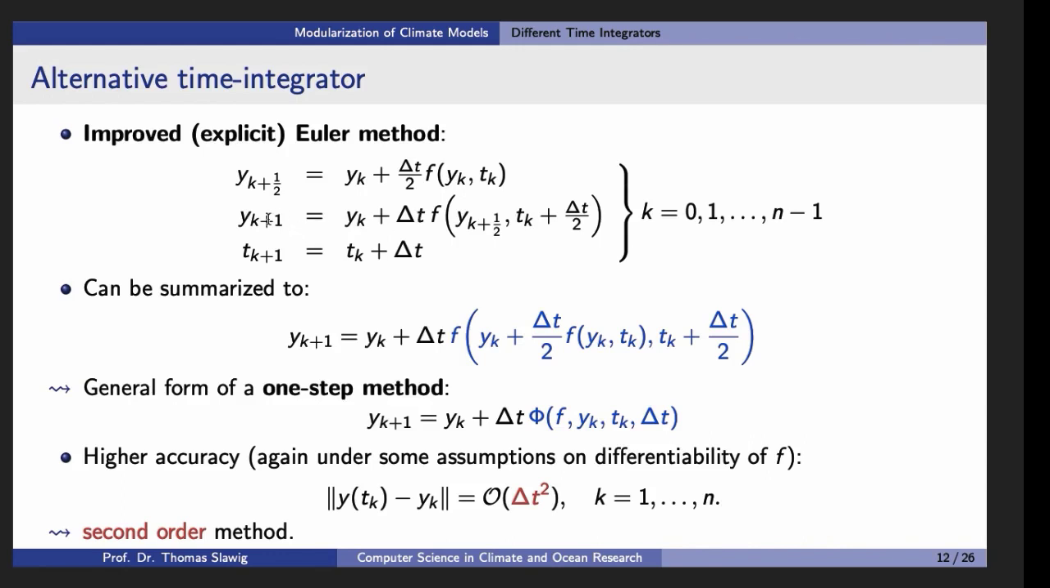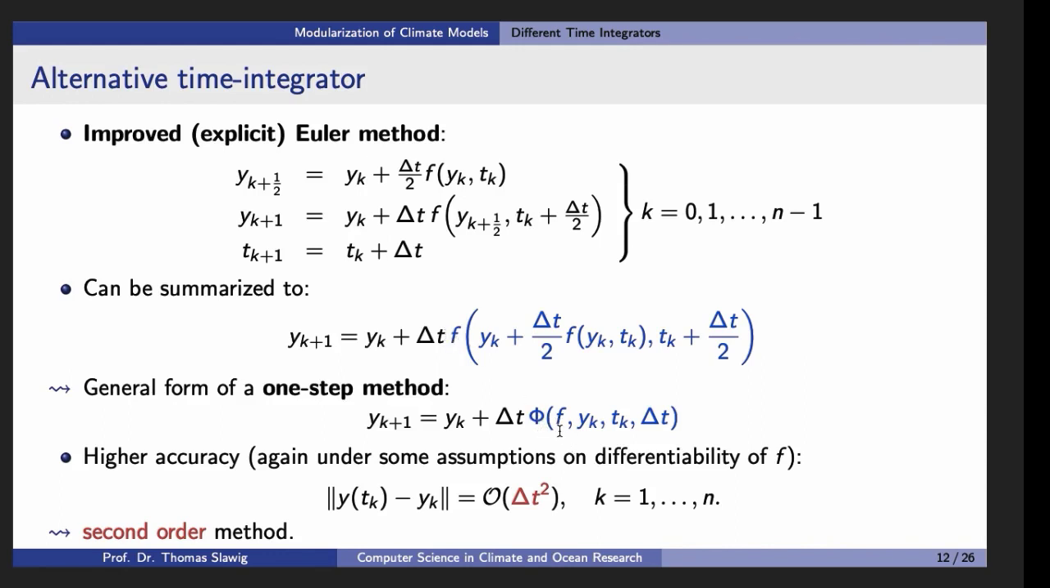I will show you a graphical representation, and what we get is a time integrator, which can of course also be written in one line. Then it looks like the blue thing here, and we can see that it's a more complicated thing, because now we don't have just f of yk tk here, we have some more involved expression. In the general form this is written as the general form of a one-step method, where the blue thing is called the increment function. It's a function phi.